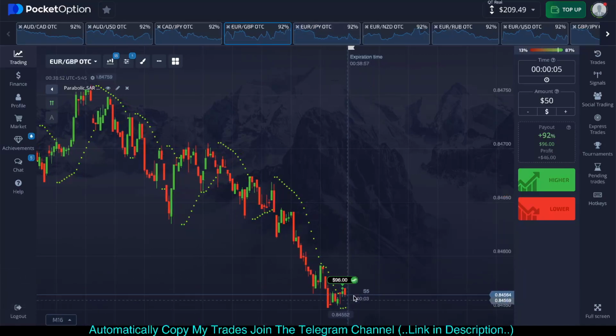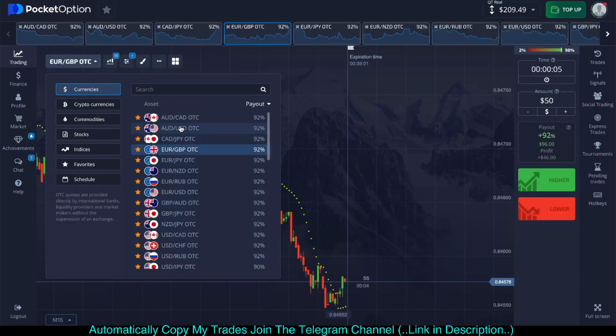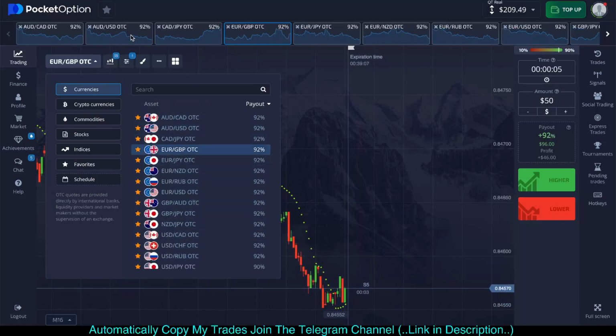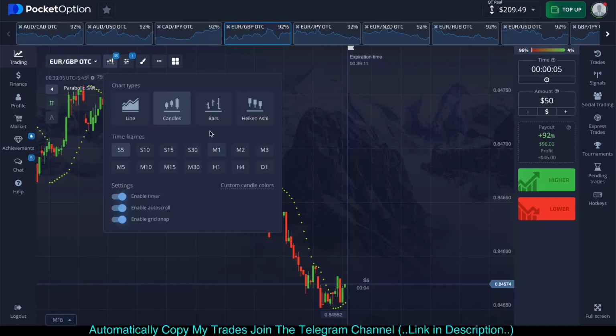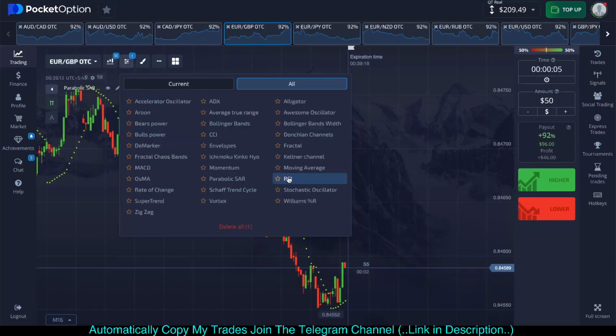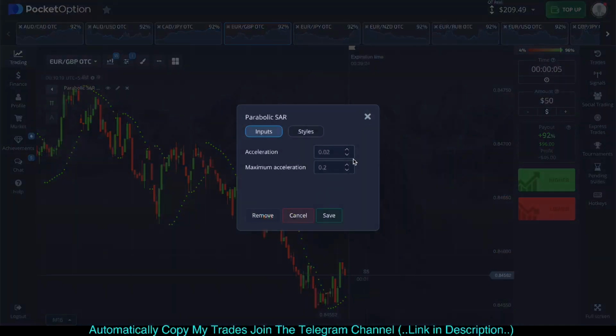So the strategy is actually very simple. You just need to make all of these currency pairs your favorite by making the stars yellow. Those OTC currency pairs which have over 90% payout, make all of those favorite and select a 5-second time frame, and in indicators just use this parabolic SAR indicator. You don't need to make any changes to its settings, always remember that.